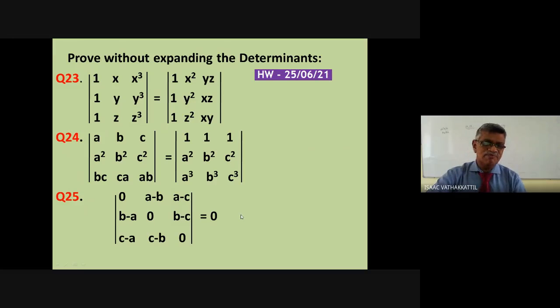And question number 25. Now I want your response. Can you tell me how you show this is 0? The determinant is 0, A minus B, A minus C. Second row, B minus A, 0, B minus C. Third row, C minus A, C minus B, 0. Why is the determinant 0? If I give half a minute, can some of you tell me?